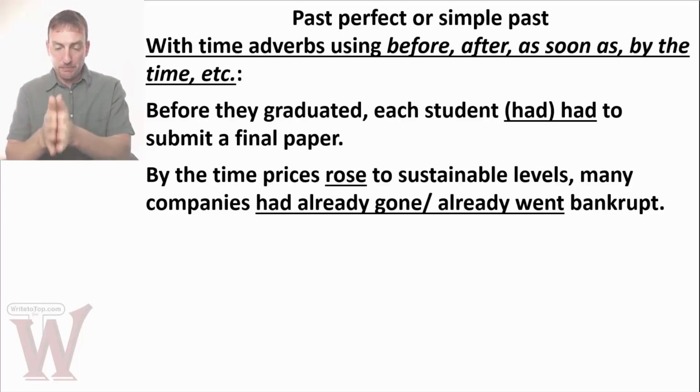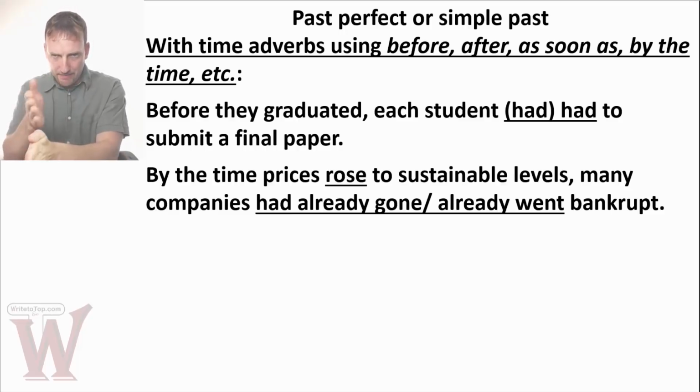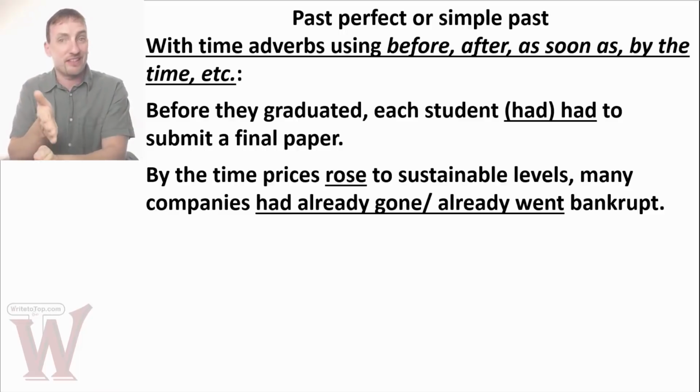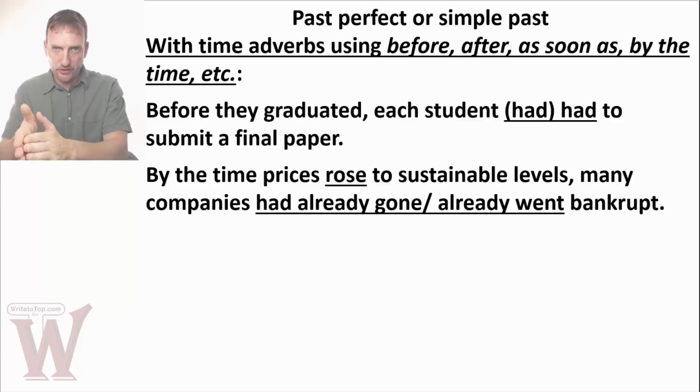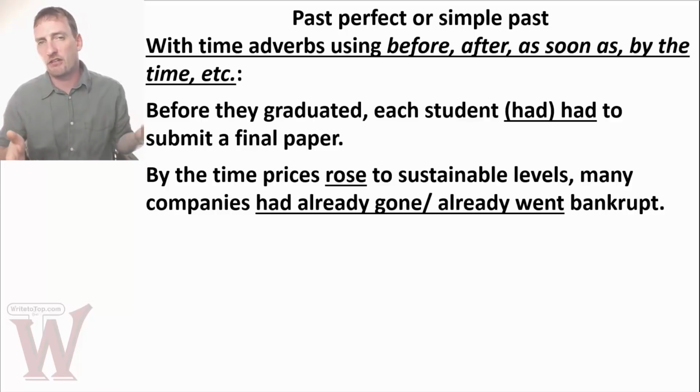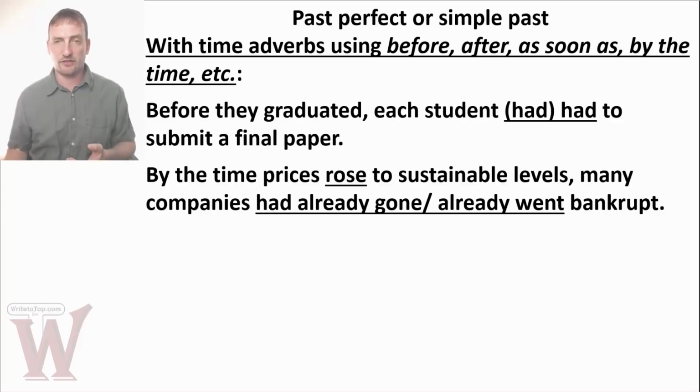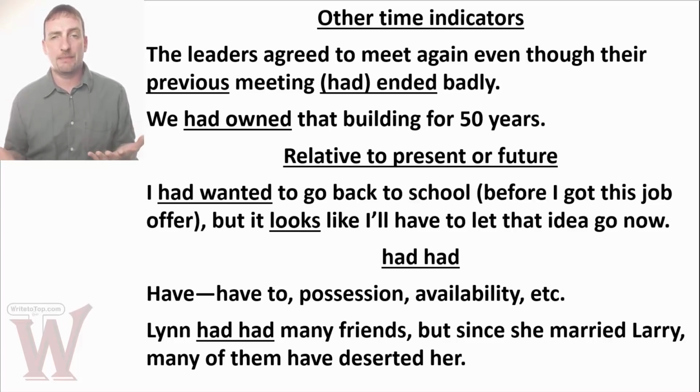By the time. "By the time" means before this time, basically. I'll do a different lesson on "by the time" and "until." By the time prices rose to sustainable levels, many companies had already gone bankrupt. Many companies already went bankrupt before the prices rose. So by the time prices rose, something had already happened. So before, by the time, as soon as, already established a relationship, you don't need the past perfect to do it for you. Other time indicators.